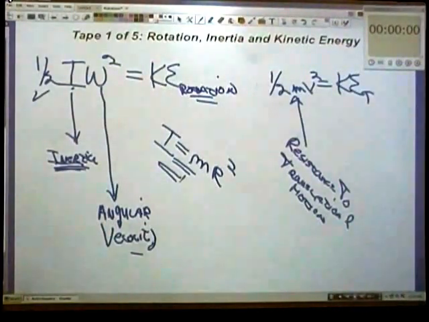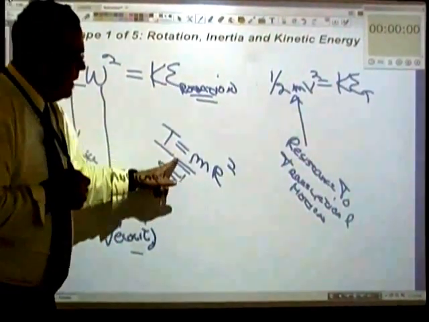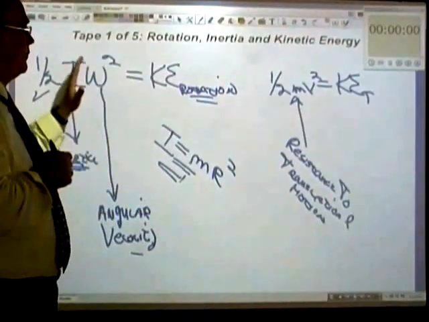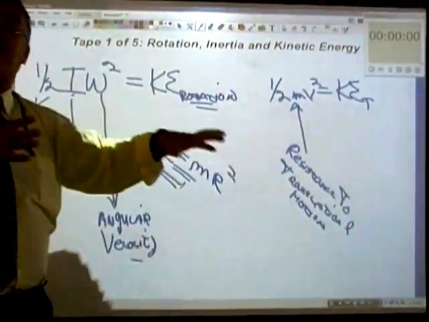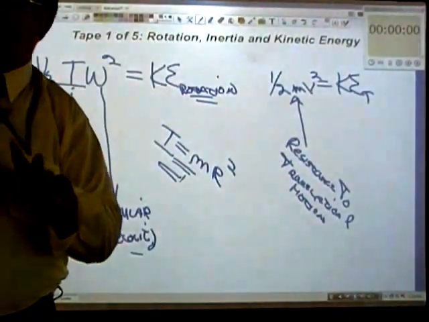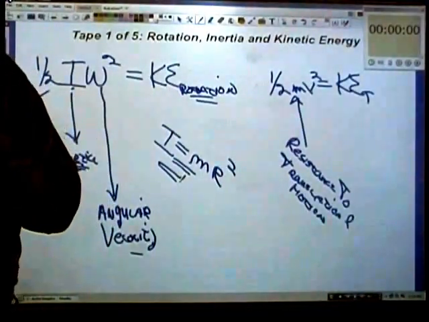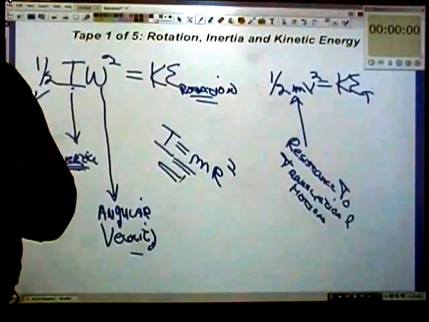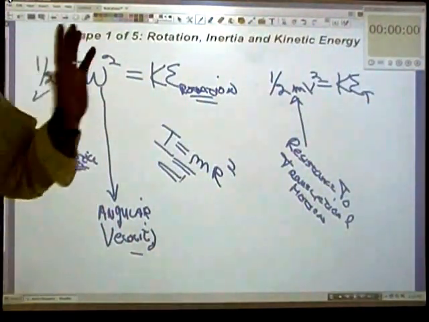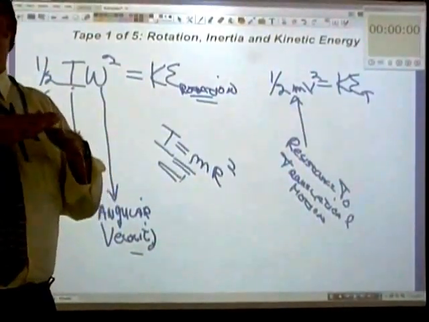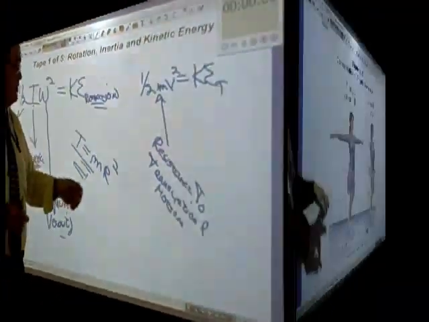Let's summarize just a little bit. As a ball rolls down a hill, what type of energy is used up? Potential. Potential is converted into two types of kinetic energy. Kinetic energy of translation and kinetic energy of rotation. But a box doing the same thing only has kinetic energy of translation.